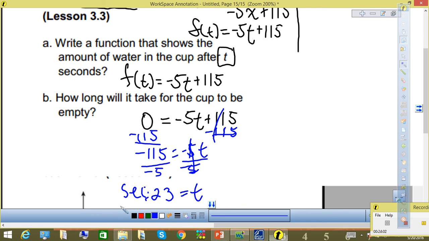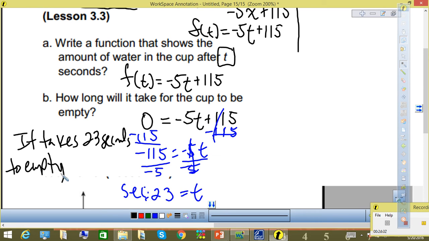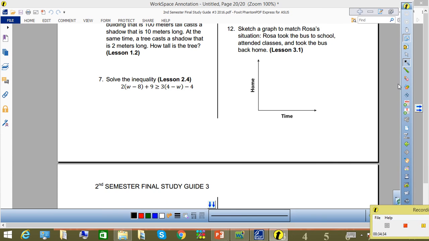Now, since this was a word problem, what do we need? A statement right here. It takes 23 seconds to empty the cup. 10Q. Number 12. Let me zoom in.